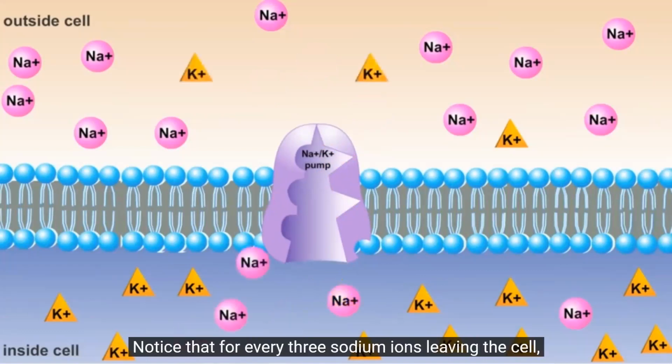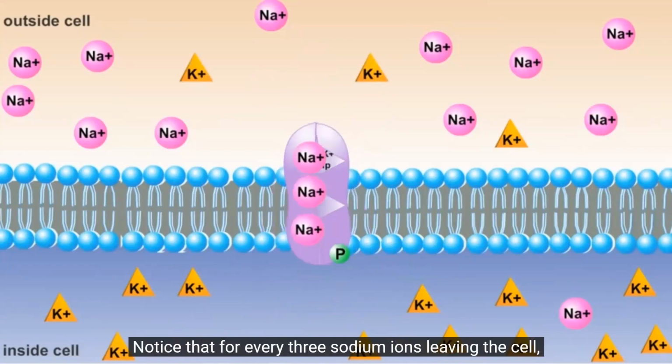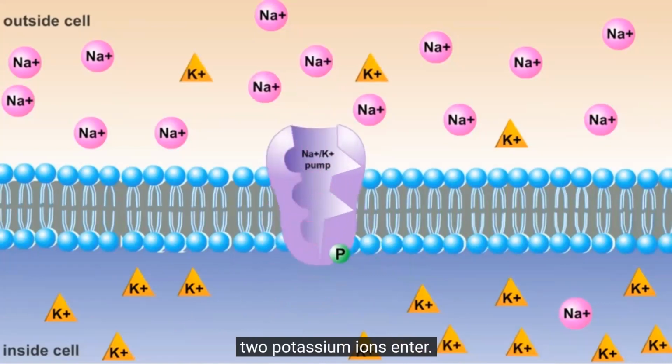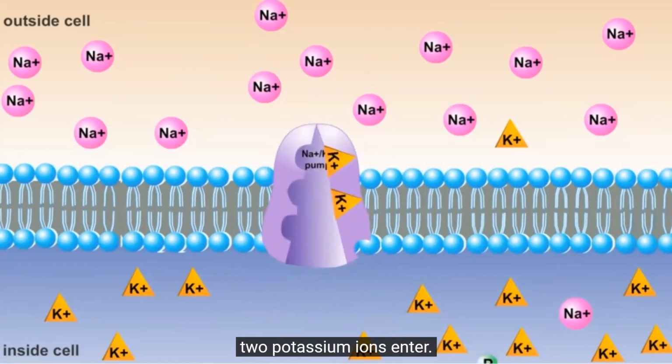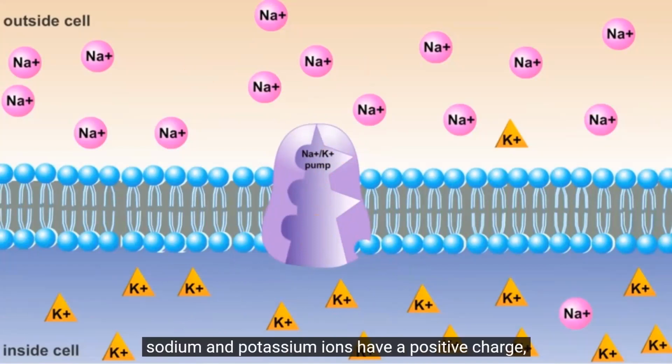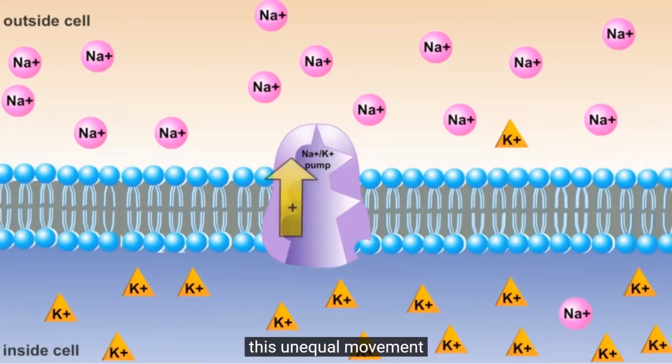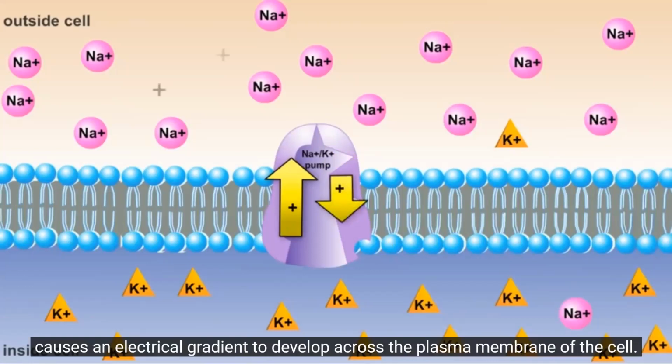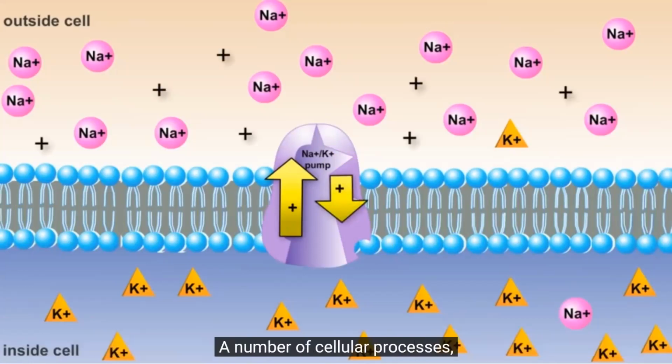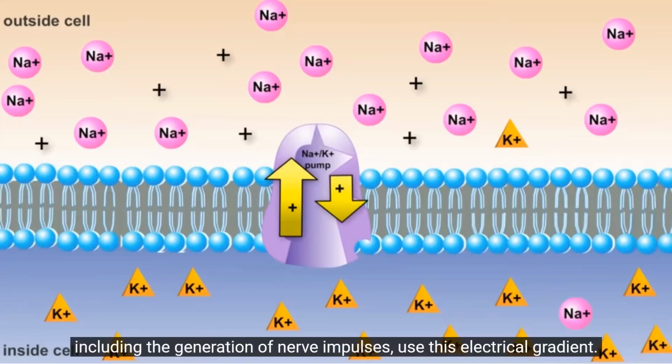Notice that for every 3 sodium ions leaving the cell, 2 potassium ions enter. Since both sodium and potassium ions have a positive charge, this unequal movement causes an electric gradient to develop across the plasma membrane of the cell. Many cellular processes, including the generation of nerve impulses, use this electrical gradient.